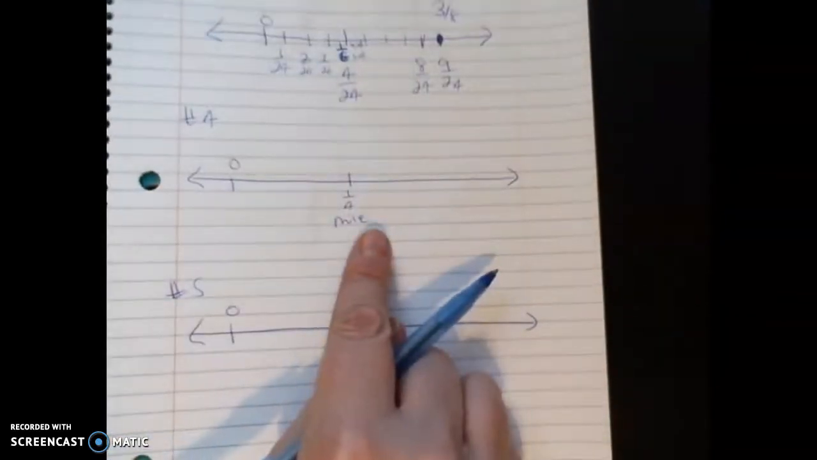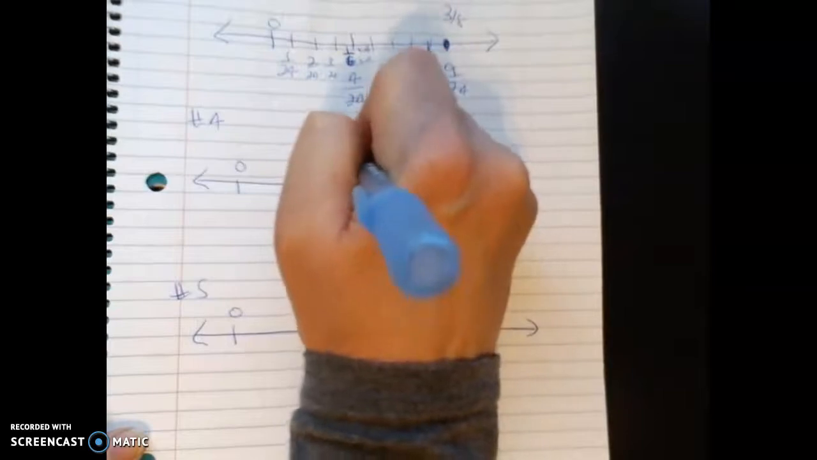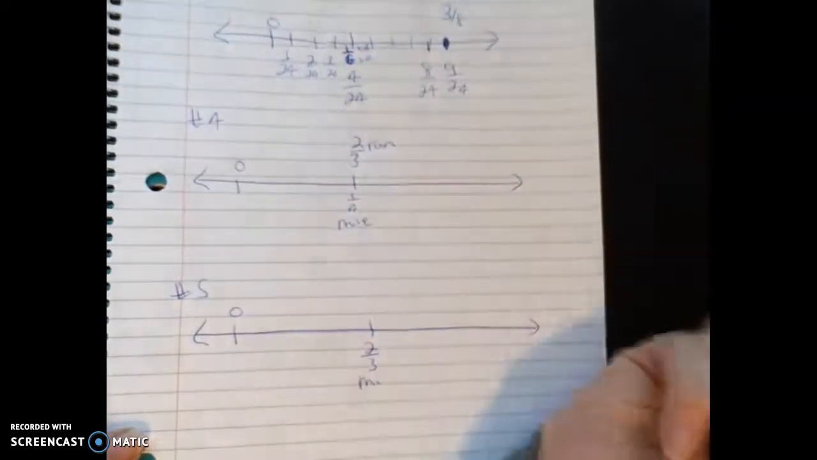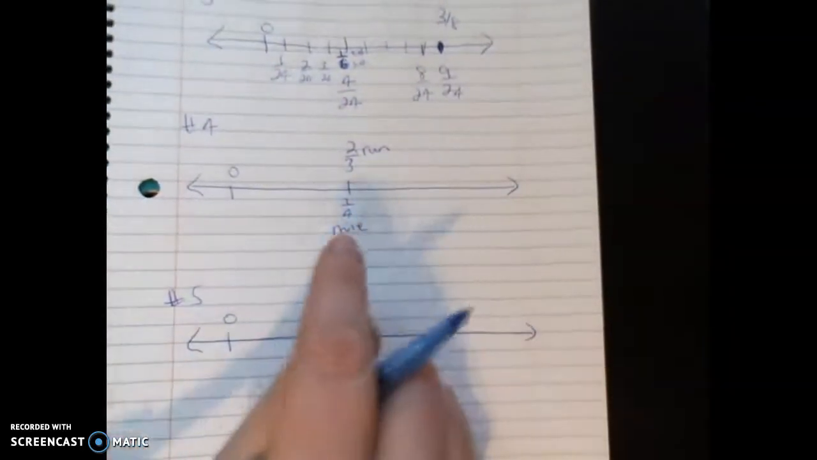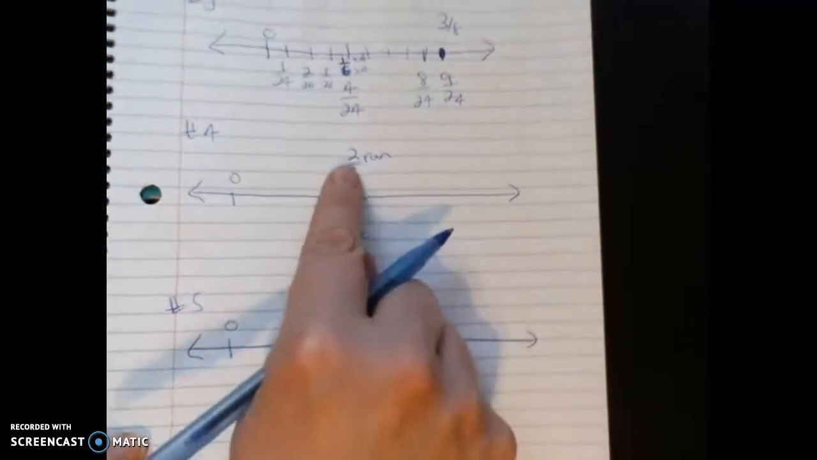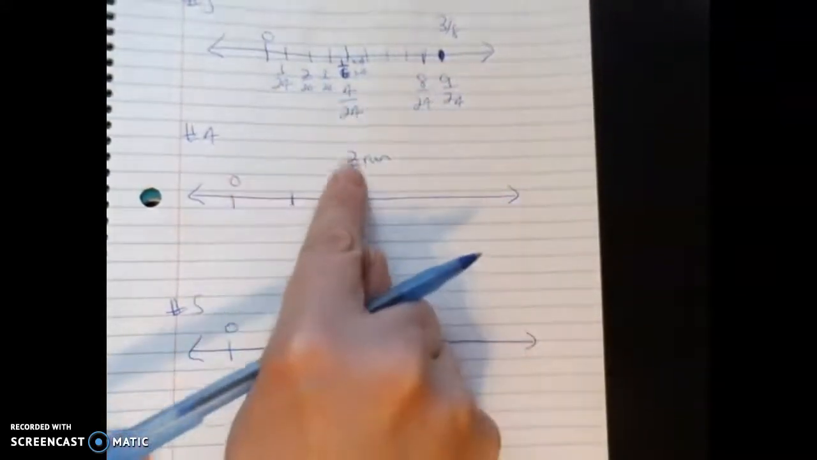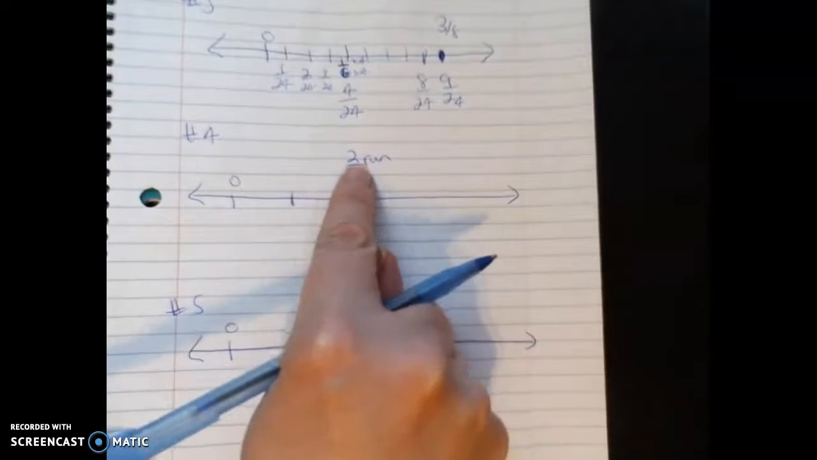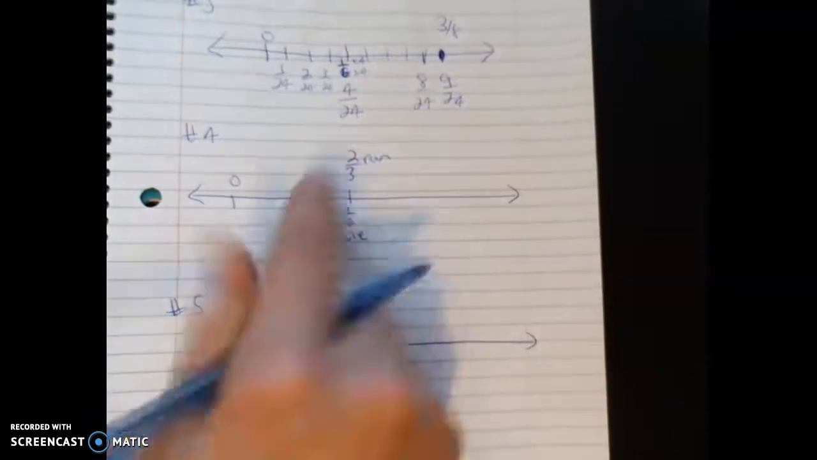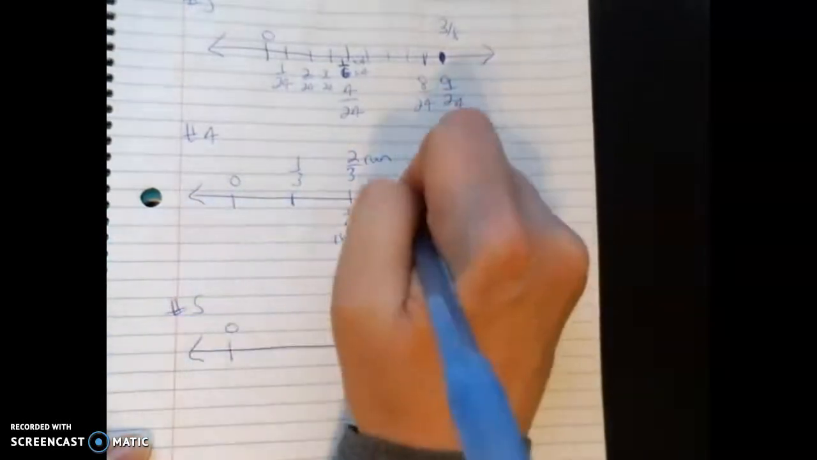Number 4, it says she has run 1/4 of a mile, but that's only 2/3 of what she wants to run. All right, so our goal is to get up to a whole run, not a whole mile. So we want to get this guy up to 1. So what I'm going to do is, this is my unit fraction. So 2/3 is 2 sets of a third. So I'm going to get a third on my number line and then again measure so it's kind of to scale.